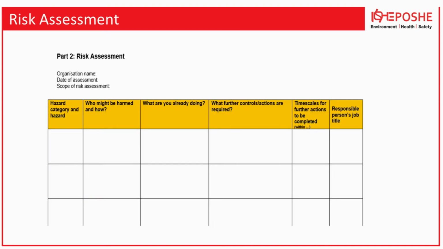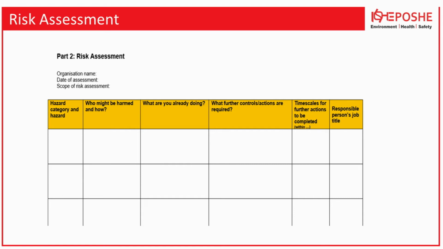In this section, we are going to have a look at how to do a risk assessment and what the examiner expects from you. Part 2, Risk Assessment. Organization name: write the organization name which you have chosen. This must reflect from your introduction. Date of assessment: write the date the risk assessment was carried out.